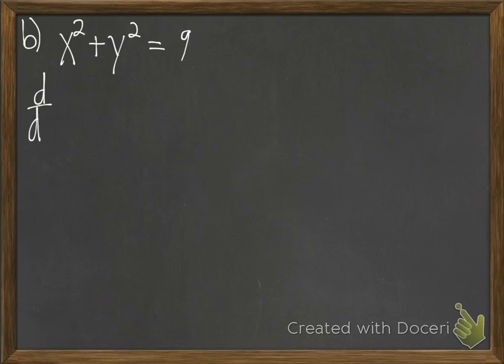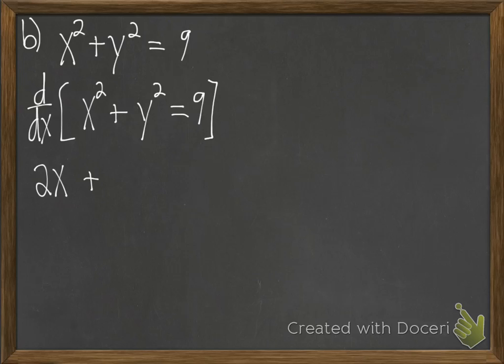So we start by differentiating both sides with respect to x. When we differentiate x squared with respect to x, we just get 2x. But when we differentiate y squared, because of that little difference there, we have to invoke the chain rule and say, well, it would be the derivative of y squared with respect to y times the derivative of y with respect to x. And the derivative of 9 would be 0.